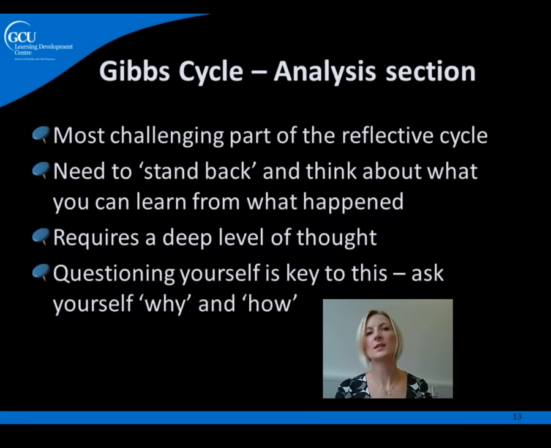The analysis is the most challenging part of the reflective cycle, where you really need to stand back from the situation and think about what you can learn from it. Up until now, the reflective cycle has got you asking the what questions, so what happened, what was good or bad about what you did, etc. But to properly analyse and learn from your experience, you need to dig deeper and start asking the why questions and the how questions.